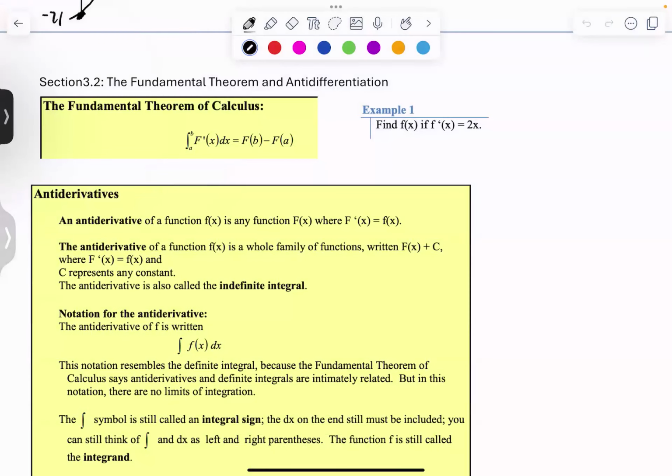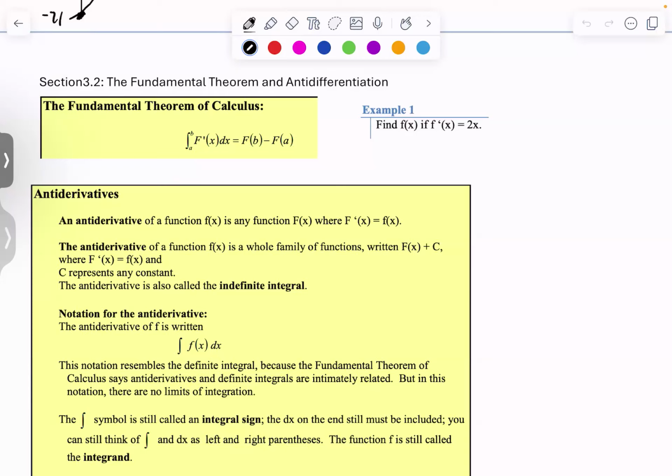Welcome back, everyone. We're at section 3.2, where we are introducing the idea of the integral. And we're going to deal, first of all, with the fundamental theorem of calculus. There's actually two parts to the fundamental theorem of calculus. This is the first part.